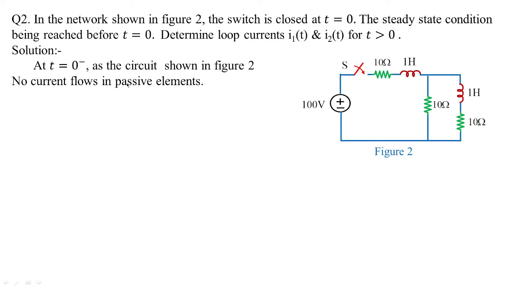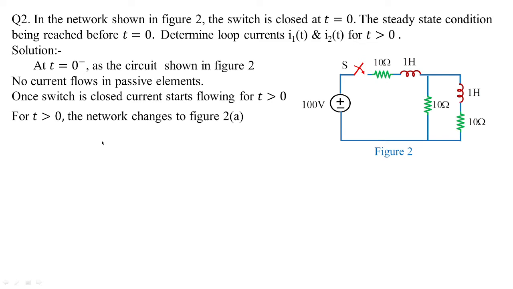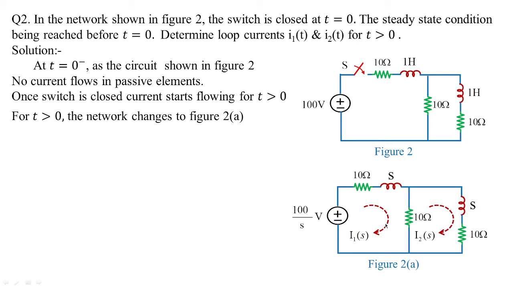At t equal to 0 minus, as we know, the current is not flowing in the passive elements, and once the switch is closed, the figure will change to this. The Laplace circuit, which is the transformed circuit of figure 2, is shown in figure 2a. The 10 volts becomes 10 by s. You have a 10 ohms resistor as it is. 1 henry changes to s, 1s, and 10 as it is. Again we have 1 henry, so it becomes s, 1s, and 10 ohms as it is. So now we have framed two loop currents, I1(s) and I2(s).